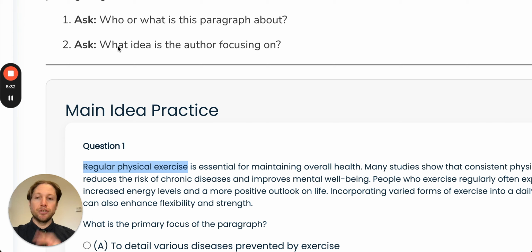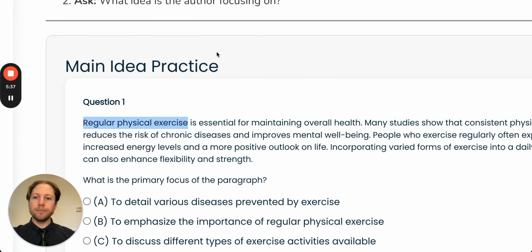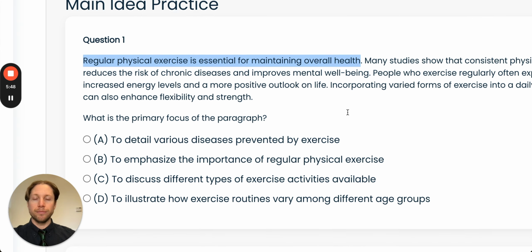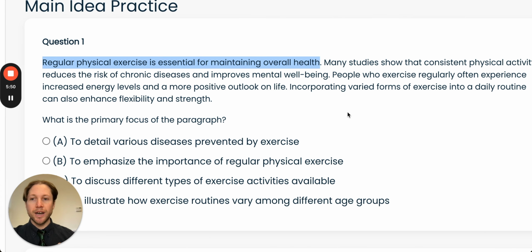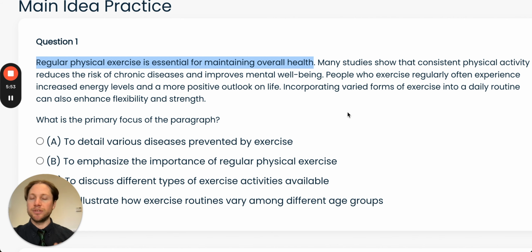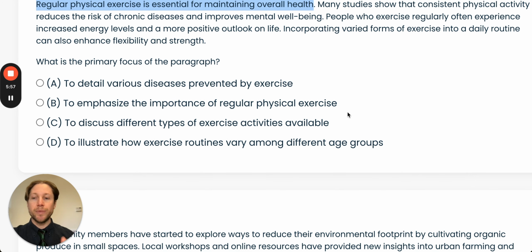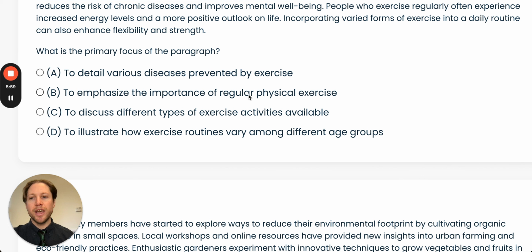And question 2, what idea is the author focusing on? Well, this author is focusing on the idea that what they want to convey to us, the reader, is that regular physical exercise is essential for maintaining overall health. Great. Now that I've identified the main idea in the text passage, it's going to be a lot easier for me to select the correct response, A, B, C, or D. So let's go ahead and read A. To detail various diseases prevented by exercise.